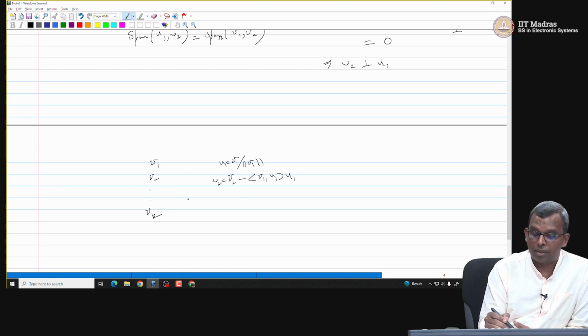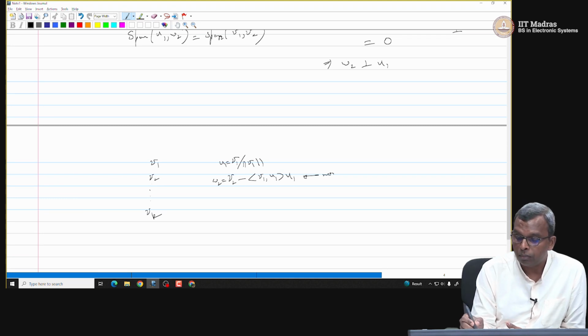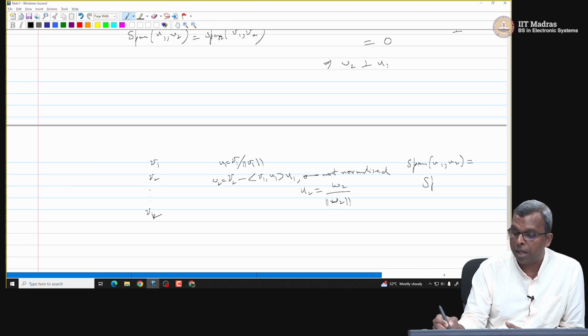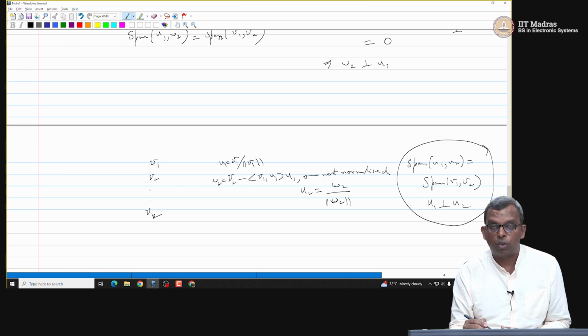And then you see here that the span won't change, the span remains the same, right. Span of u1, w2 is the same as span of v1, v2, okay. Now, this is not normalized. So, all you have to do is to normalize it. I will let my u2 be w2 by norm w2, okay. So, I have u1, u2 here, span of u1, u2 is the same as span of v1, v2, but interestingly u1 is perpendicular to u2. Okay. So, I achieved that.